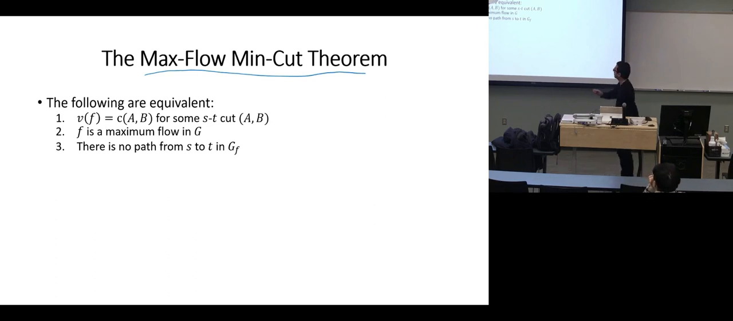We're going to prove that three statements here are equivalent. The first statement says that the value of the flow matches the value of some cut. The second statement says that if the value of the flow matches the value of some cut, the flow must be maximum. The third statement says that when the flow is maximum, then there is no path from S to T in the residual graph.